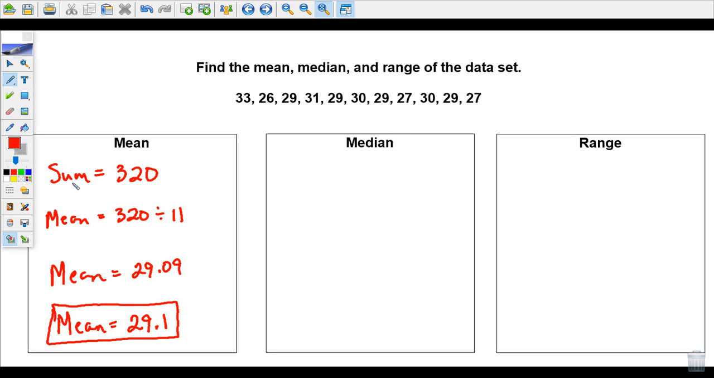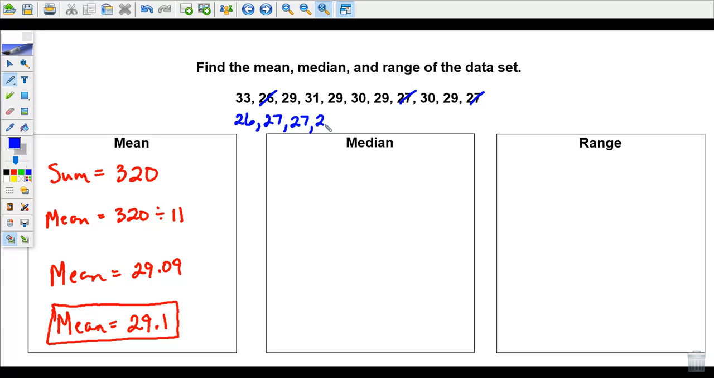Now, for the median, we need to order them from least to greatest. So I'm going to do that right up here, right underneath. I'm going to look, 26 is the smallest, and then I like to cross it off after I use it. And then I see 27, see another 27. So cross both of those off.